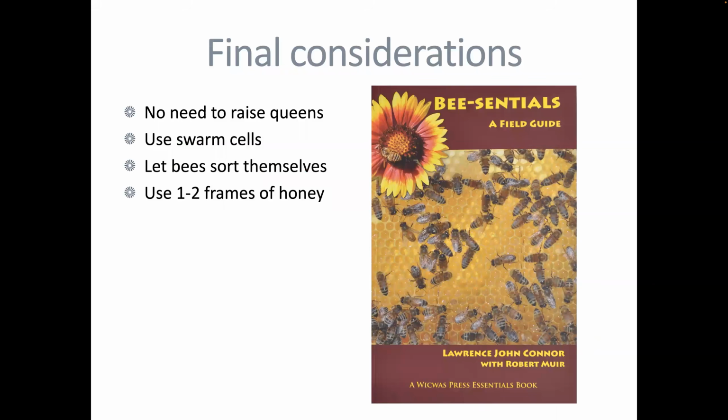So you don't need to raise a queen. You can use swarm cells. You can use supersedure cells. You can let the bees sort themselves out while going up into the comb, which is the biggest mistake most beekeepers make when they make nucs: they put in too many old bees or not enough of the right age bees.